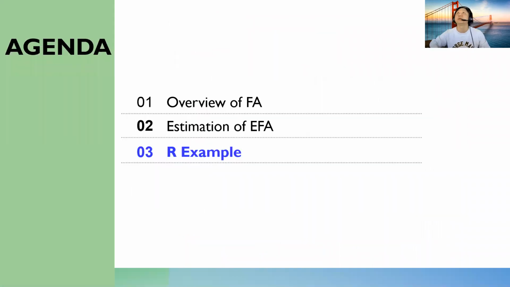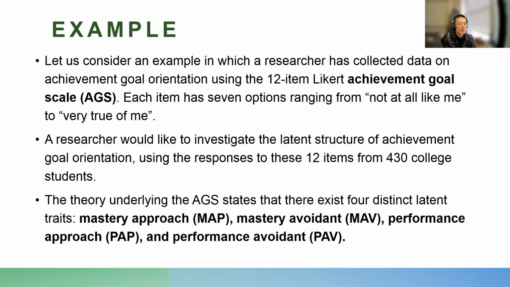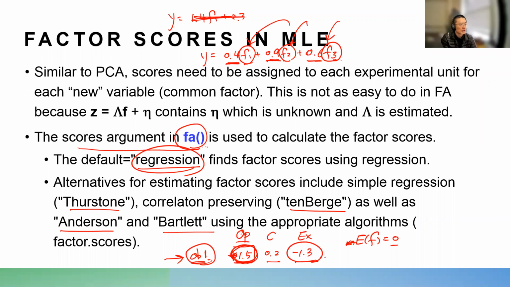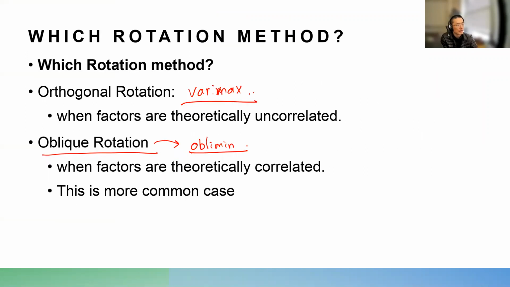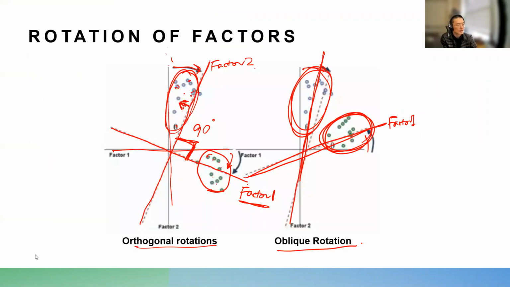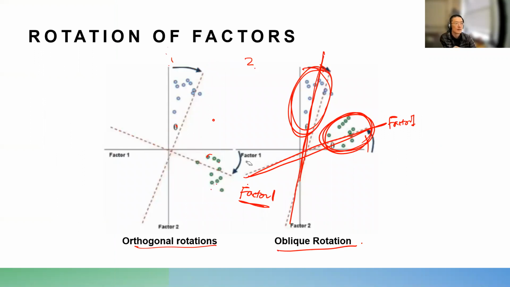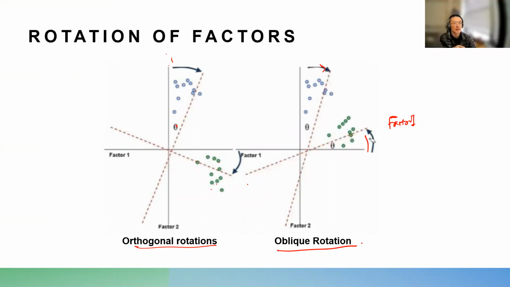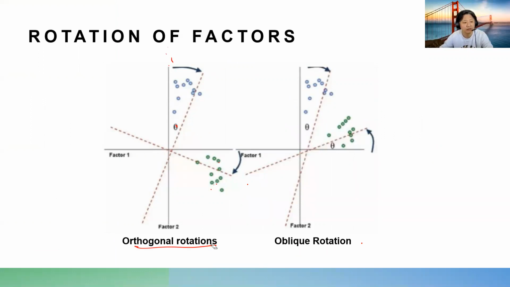Any questions before we move on to the R example? One question about the orthogonal rotation and the EFA we learned last class. Are they the same thing here? The orthogonal rotation and the EFA we talked about last class? Yeah, they are the same thing actually.